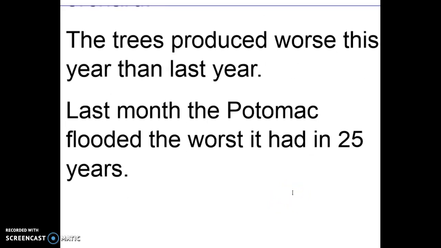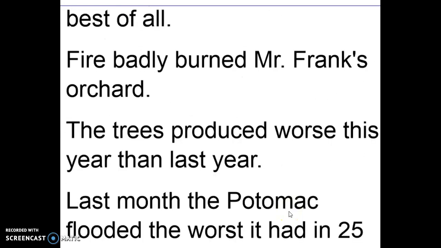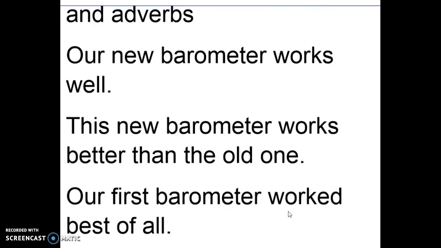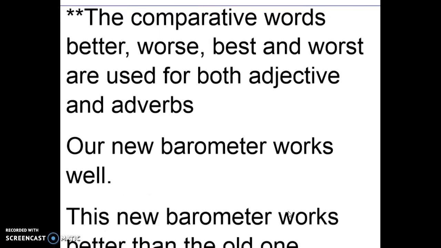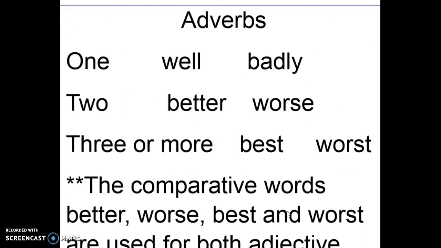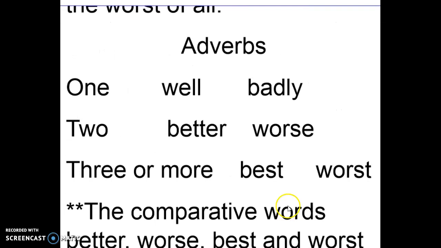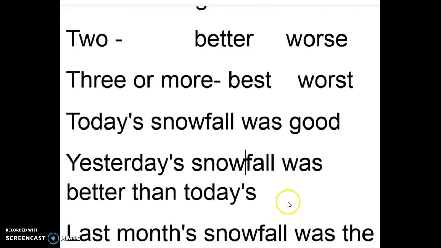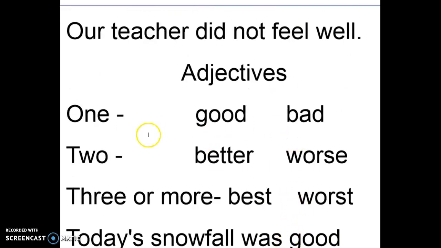So notice that for comparing anything from two to three and more nouns or action verbs, you use the same words. And then for the comparing of one, or just making the statement of the condition of one, you have different words. Well and badly for adverbs, and going all the way back up to adjectives, you have good and bad.